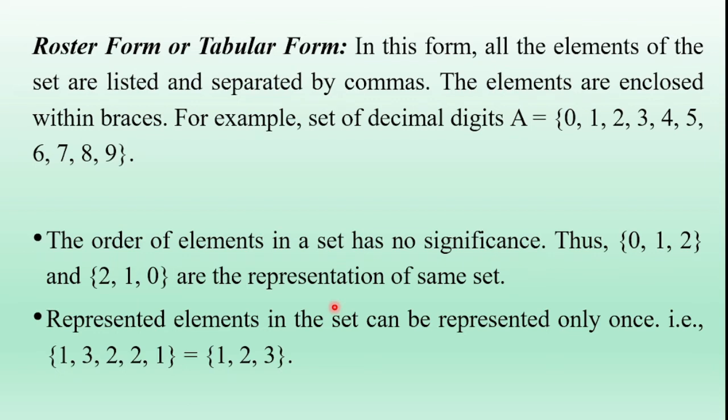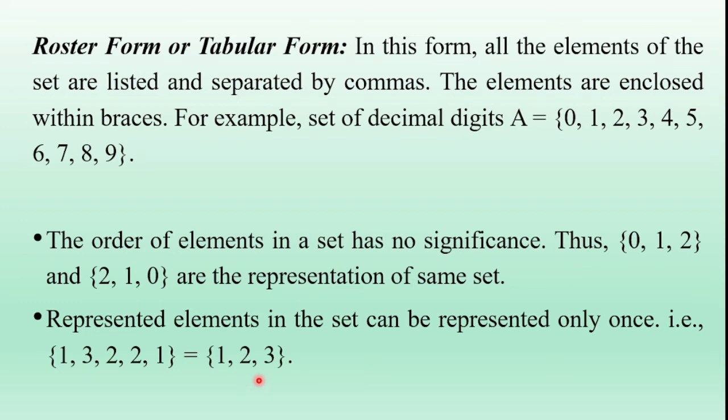For example, {1, 3, 2, 2, 1}. This set is also represented as {1, 2, 3}. Here element 2 is repeated two times but is represented only one time, and element 1 is repeated two times but is represented only once. So elements in a set can be represented only once.